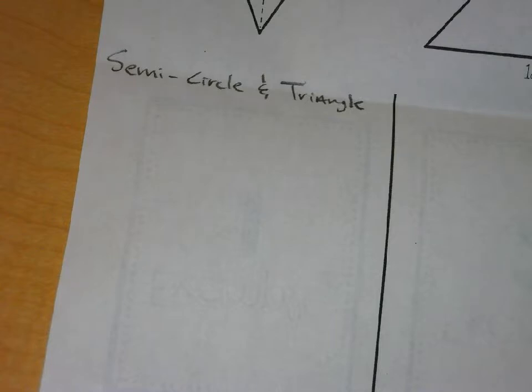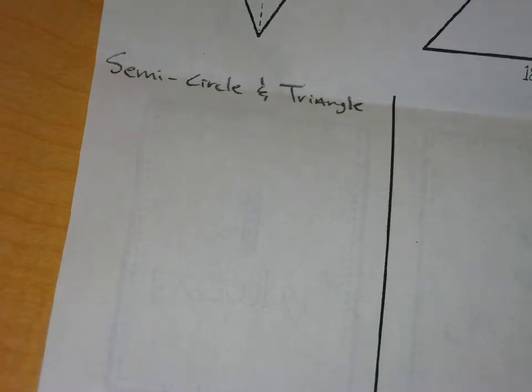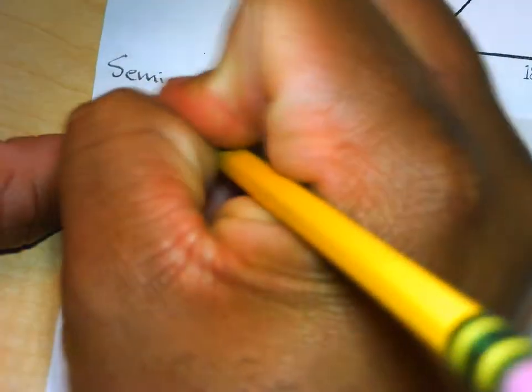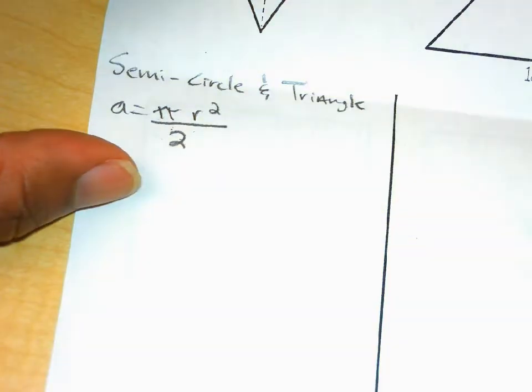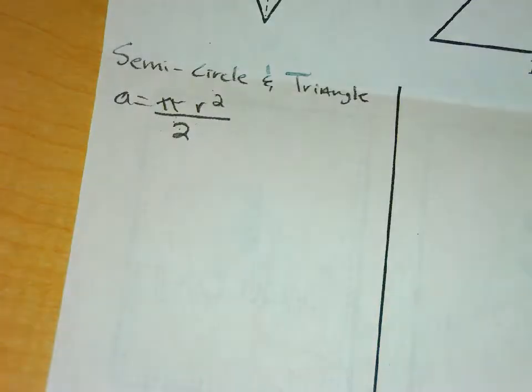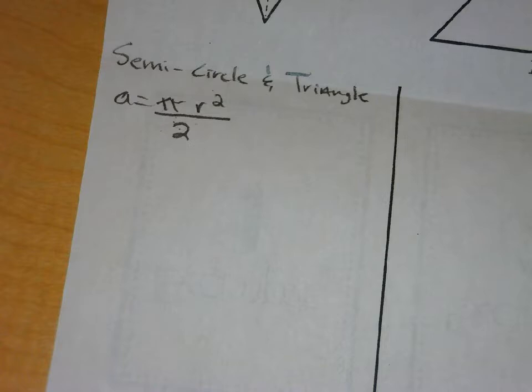Pi times radius squared. That's how you find the area of a circle. But a semicircle is what? Half of a circle. So the area equals pi times radius squared, divided by 2.